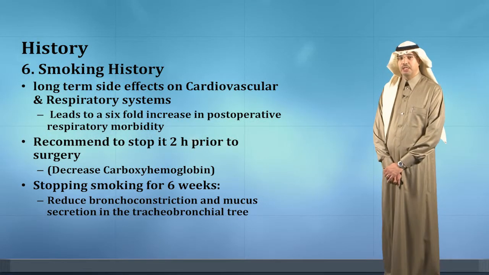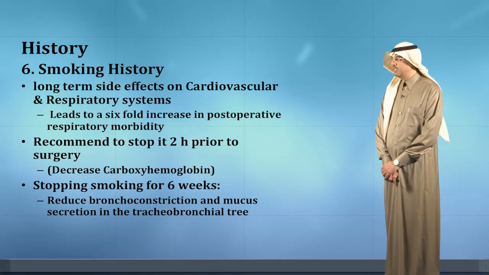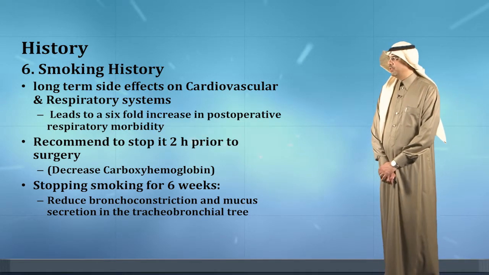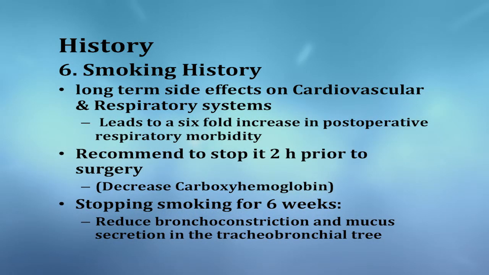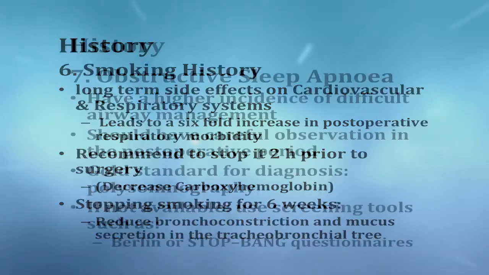The sixth important aspect of history taking is the history of smoking. The long-term effects of smoking on the cardiovascular and respiratory systems are well established, and this might lead to a six-fold increase in post-operative respiratory morbidity. The recommendation is to stop smoking at least 2 hours prior to the surgery, and if smoking was stopped 6 weeks before the surgery, this will significantly reduce the bronchoconstriction and mucus secretion in the tracheobronchial tree.